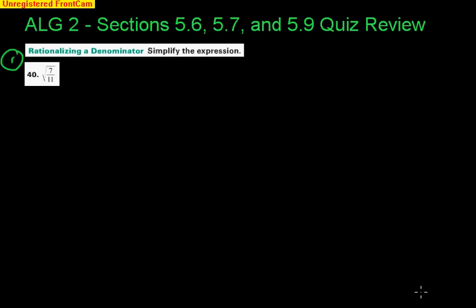Okay, so let's start with this problem here. It says, rationalize the denominator, simplify. I think you're pretty comfortable with square roots, but simplifying when you have a radical in the denominator is something I want to cover. So this is the square root of 7 over 11. First thing you look to do is simplify the fraction, 7/11ths. There are no common factors, so we cannot simplify it.